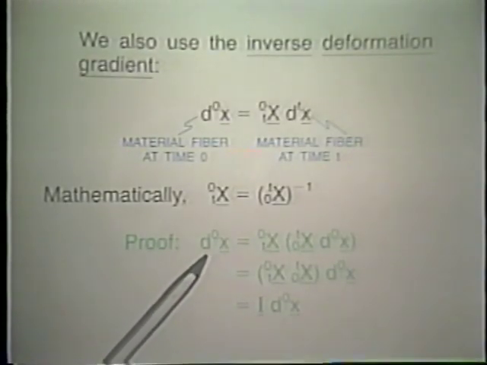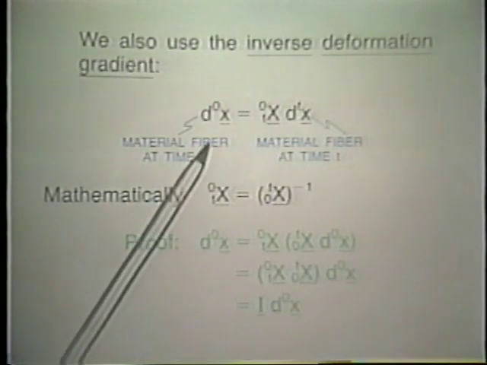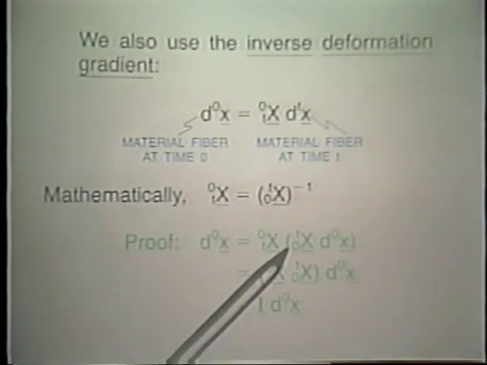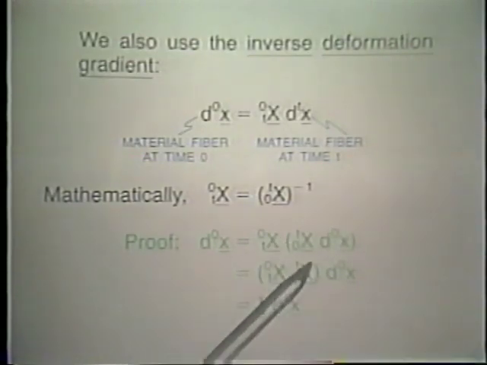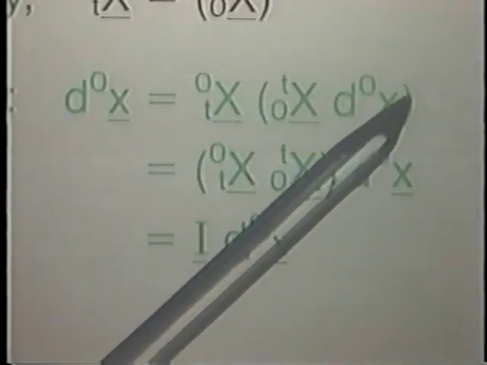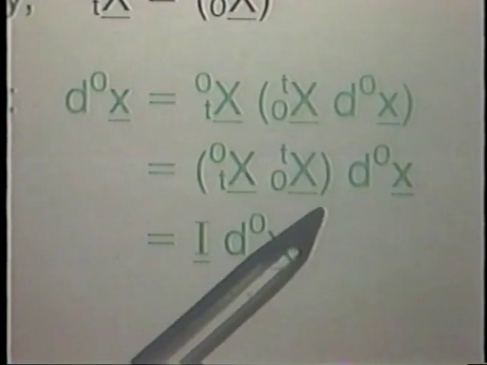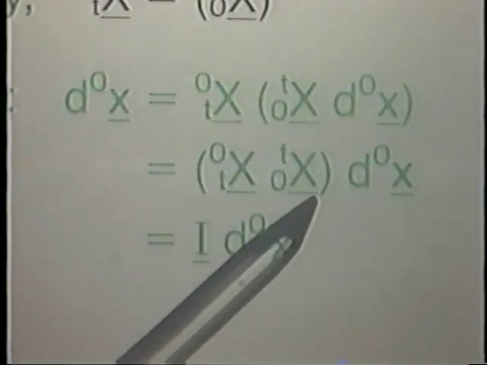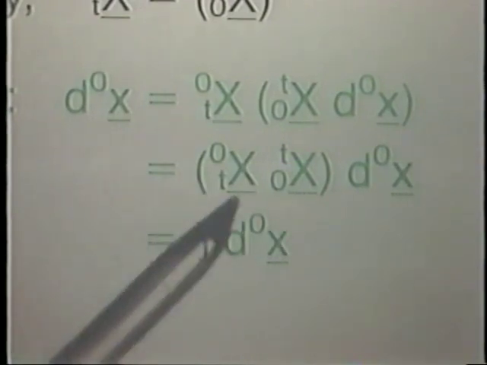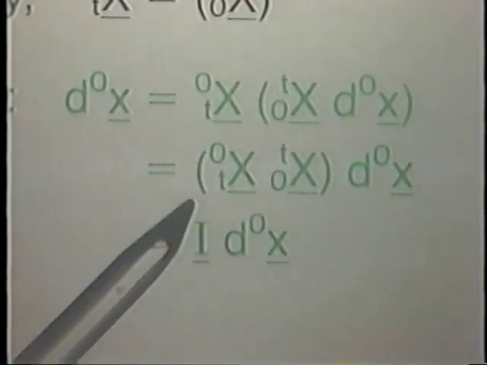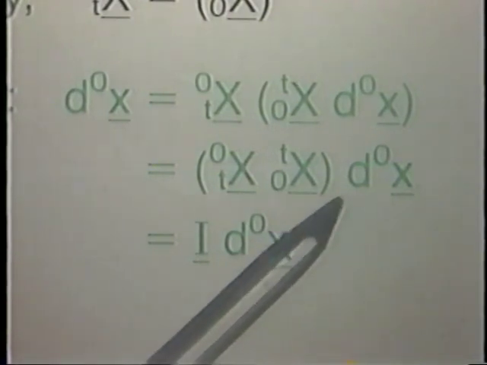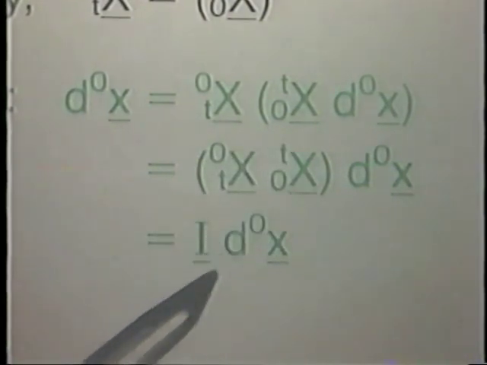Well, the proof that this indeed holds is given down here in green. We simply take the top equation and substitute for dtx as shown here, our relationship that we had already earlier. And if we then look at this equation, we can put brackets around here. And since d0x is equal to d0x for any material fiber, this must be the identity matrix, which already completes the proof.